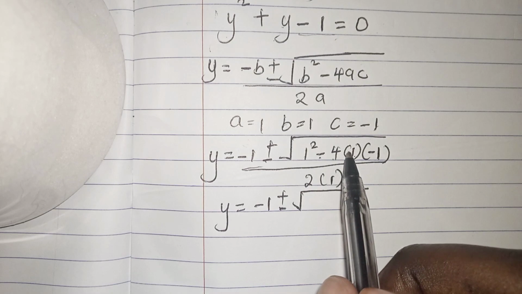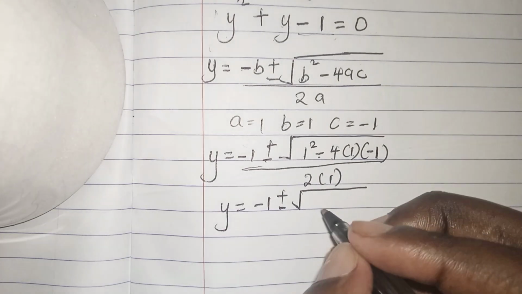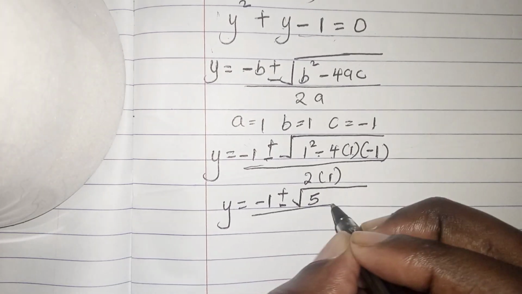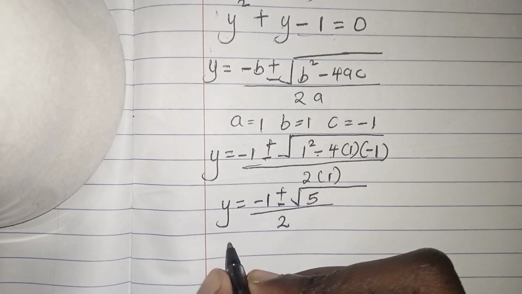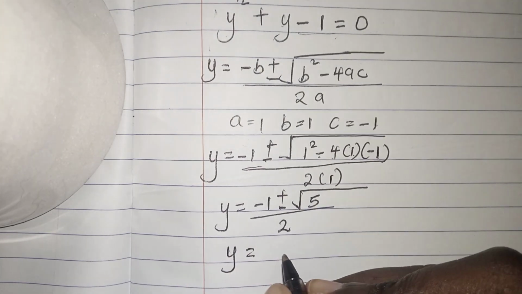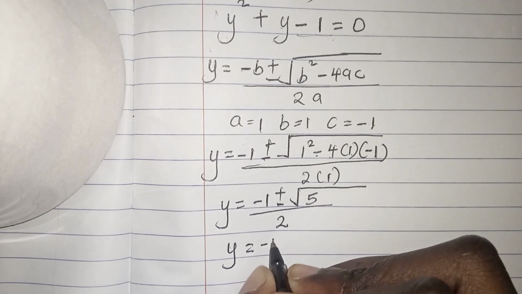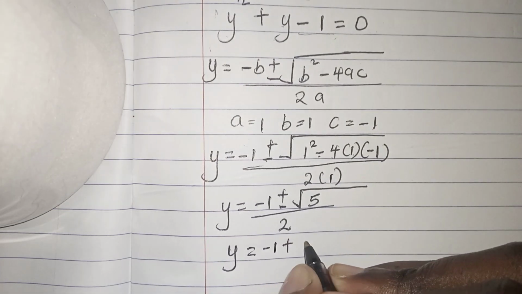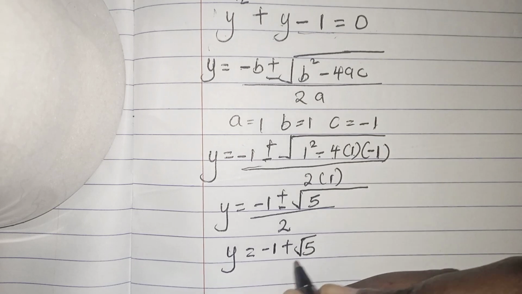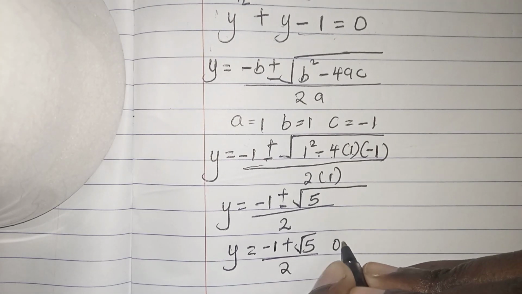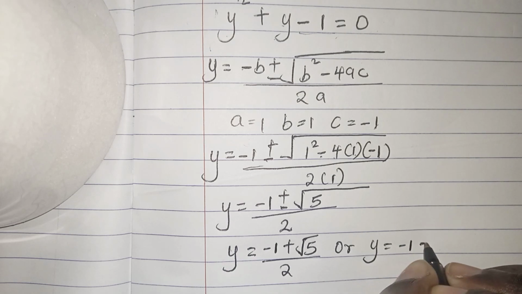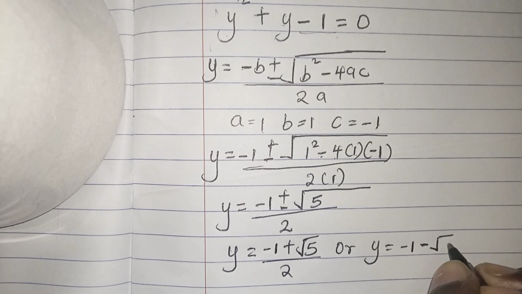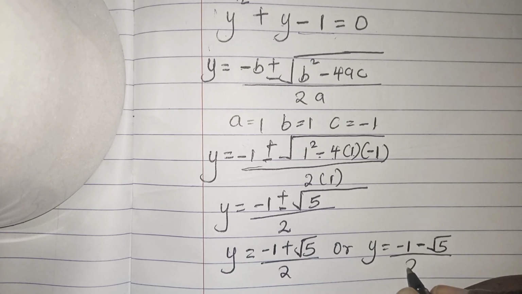So 1 plus 4, this gives us 5 over 2. 2 times 1 is 2. So y is equal to negative 1 plus the square root of 5 over 2, or y is equal to negative 1 minus the square root of 5 over 2.